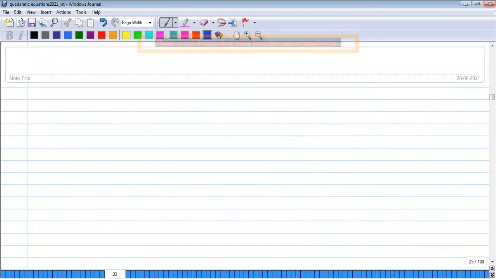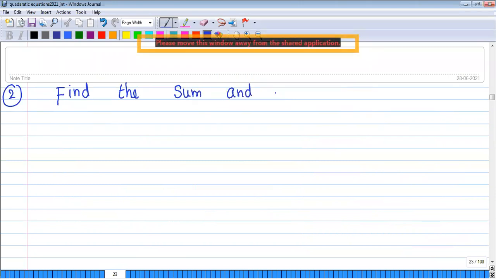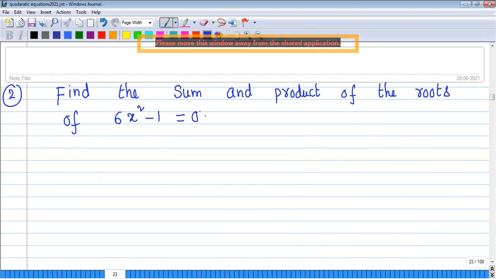Second question. Find the sum and product of the roots of 6x square minus 1 equals to 0.